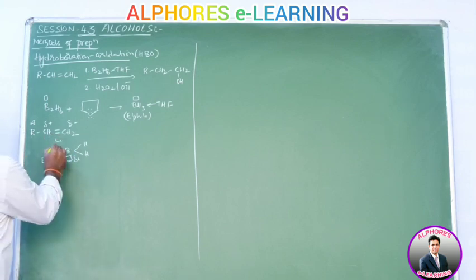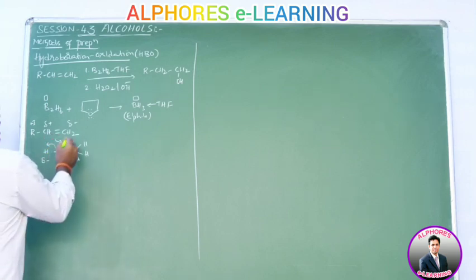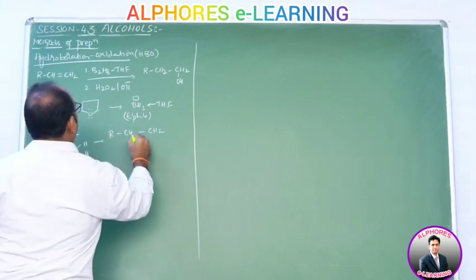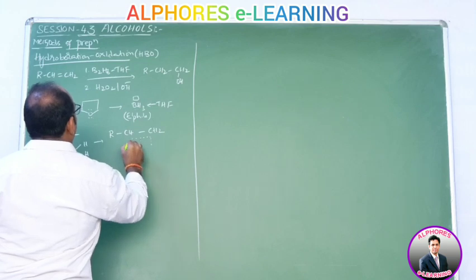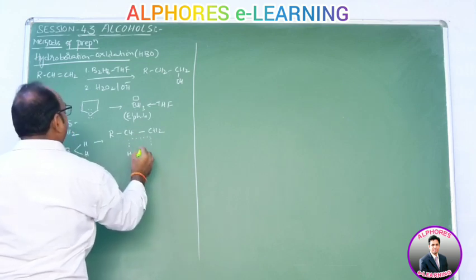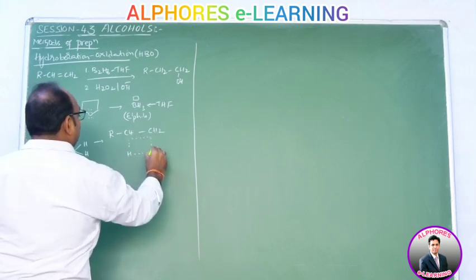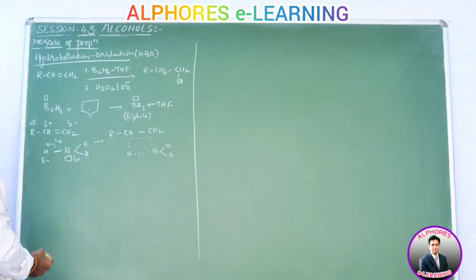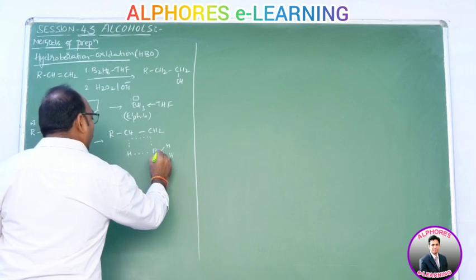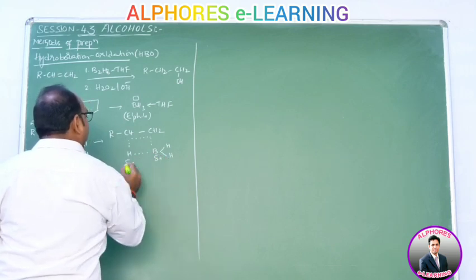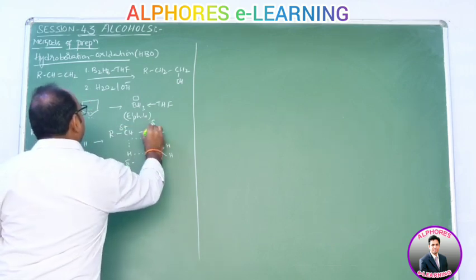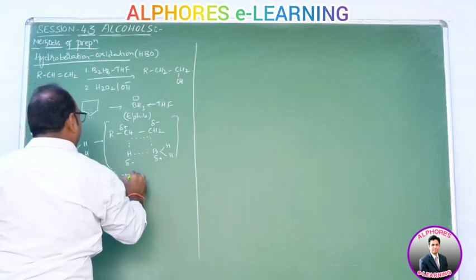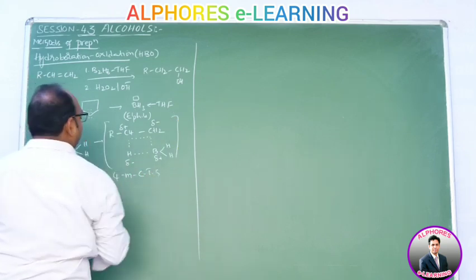Now what happened? Here is the intermediate transition state, and we are getting RCH with a single bond only. Here the pi bond is going to break slowly, and in between this carbon and hydrogen bond formation takes place, and in between this carbon and boron bond formation takes place, the remaining two hydrogens as such. Now this boron bears a positive charge, this hydrogen bears a negative charge, this carbon bears a positive charge, and this carbon bears a negative charge. This is a four-membered cyclic transition state mechanism.